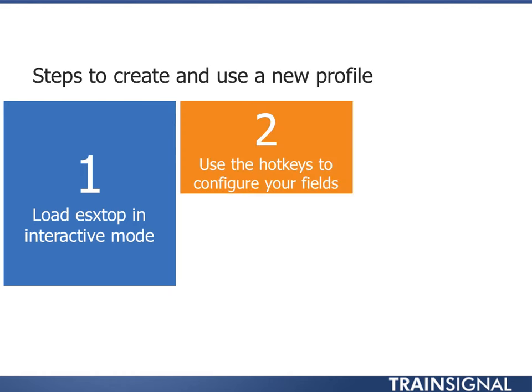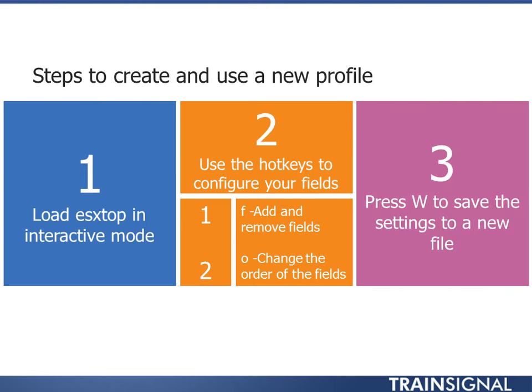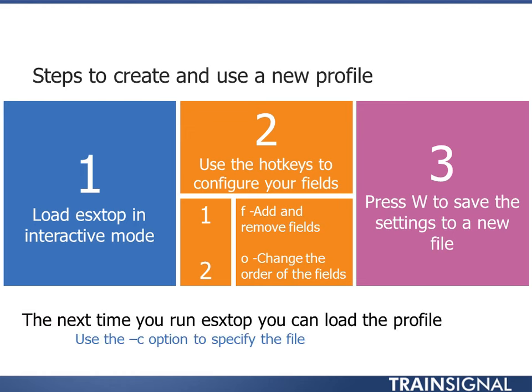You load ESXtop in interactive mode. Use the hotkey to configure your fields. F is add or remove fields. O sets your order. And then you'll press capital W to save the settings. Now remember, this is a Unixy, Linuxy type system, so it is case sensitive. Press capital W to save the settings, and then specify the file. The next time you run ESXtop, use the -C option to indicate the file you want to load. You can overwrite the default. I don't recommend that because you may want the default one day, but save it to a different name and then just use the -C option.